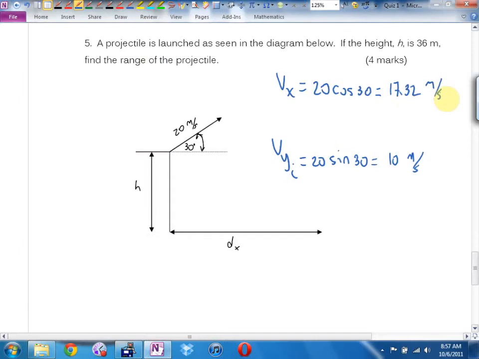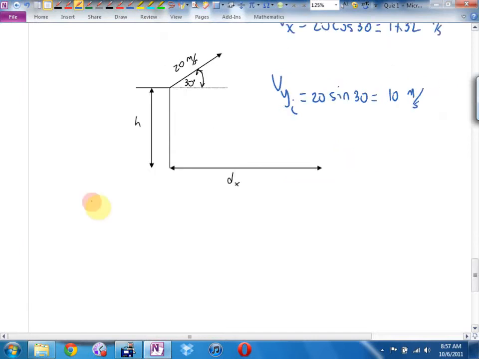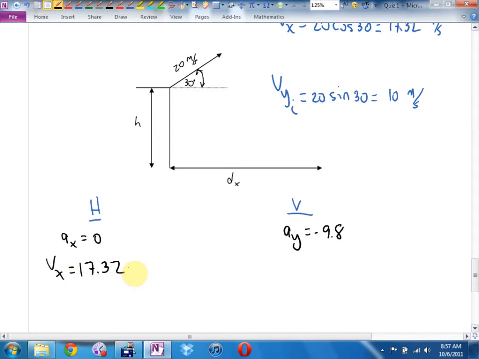I'm going to break it up into horizontal and vertical. Horizontally, I know AX is 0. Vertically, I know AY is negative 9.8. I know VX is 17.32. By the way, if these numbers seem familiar, I use the same diagram for a different height on a different question in your notes. Am I wrong? No? Oh, okay. Sorry, I was a little worried there. VY is 10. Oh, and I know dy is negative... What did I say the height was? Dy is negative 36.